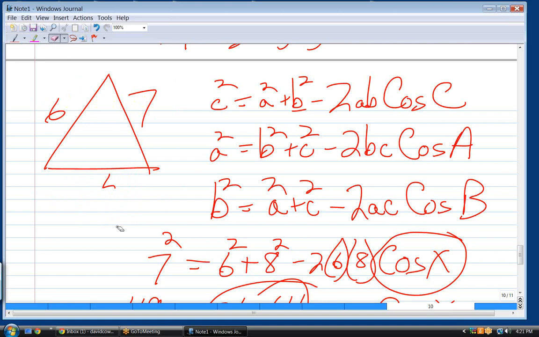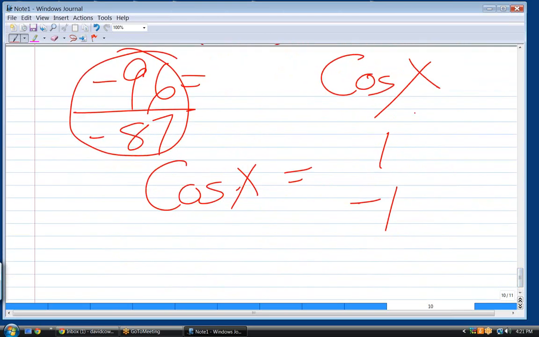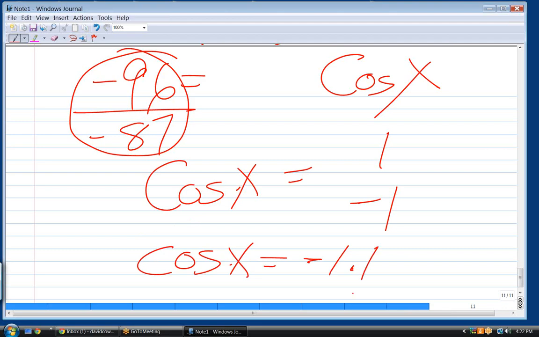So if they gave you an impossible triangle and you went to solve it using the law of cosines, the way you discover that it's impossible is you end up with the cosine of an angle equals a number greater than 1, or less than minus 1. It would be just as bad if I had cosine of x equals minus 1.1. That's impossible also. Sines and cosines are always between 1 and minus 1.